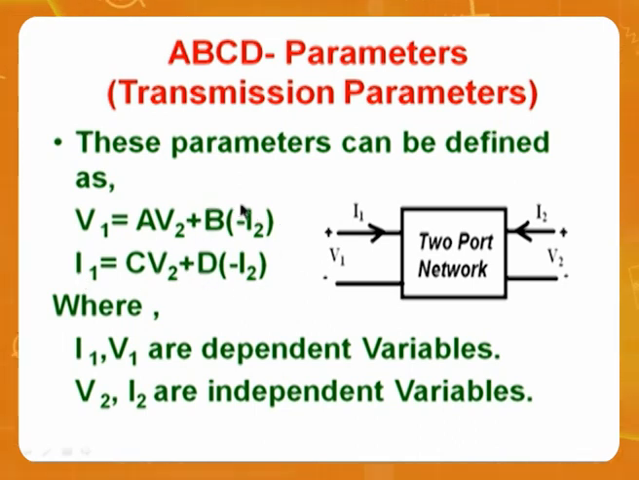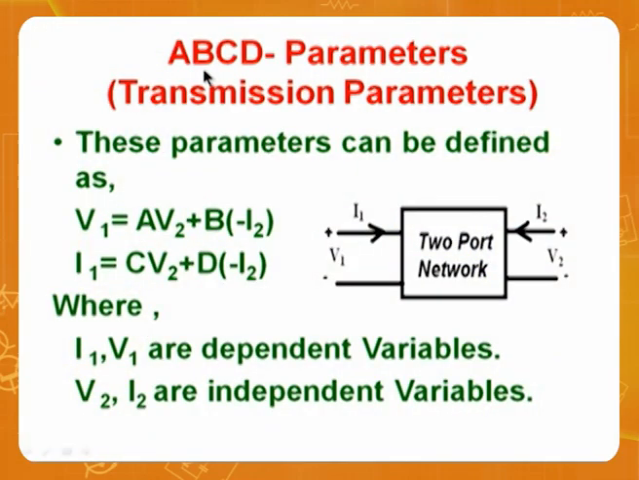Another important thing you should observe here, this minus I2, you know why minus I2? Because this current is coming this way. When the current is coming this way, if you put the load, it will be minus. So when you connect the load here, this current is called minus. Observe that. Another important thing I have to bring to you, we normally call it ABCD.